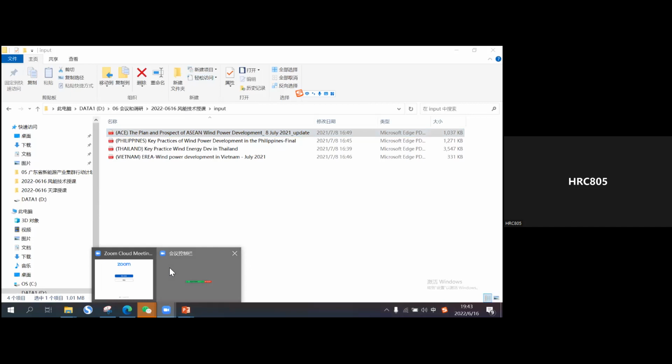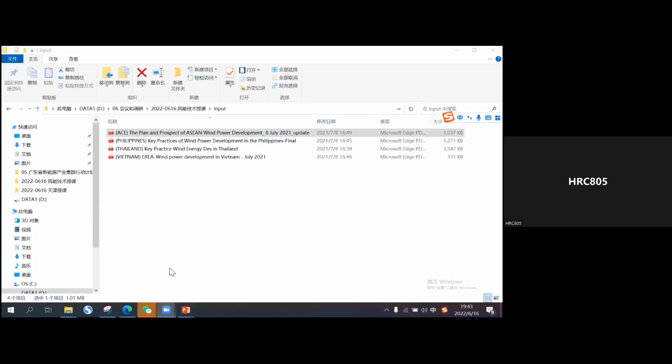So in this session, Mr. Wang gave us a very detailed introduction of the development status and technical application of wind power, onshore and offshore wind, together with the latest data, policies, and some case studies. At the end of the presentation, he also shared with us a plan and a prospect of ASEAN wind power development. I think all of this information would be very useful for our participants in this field.